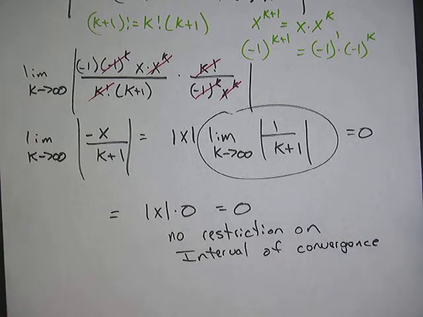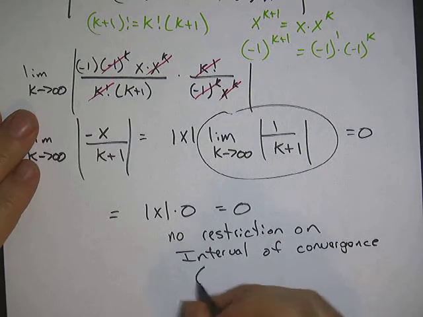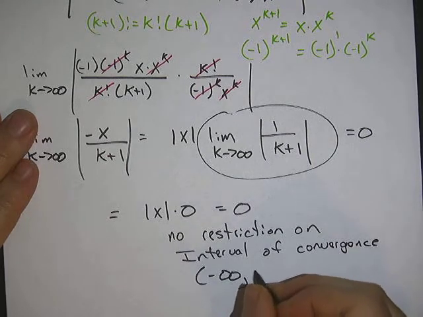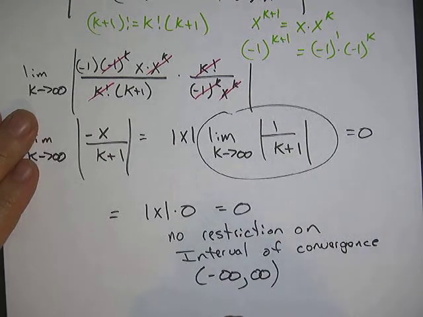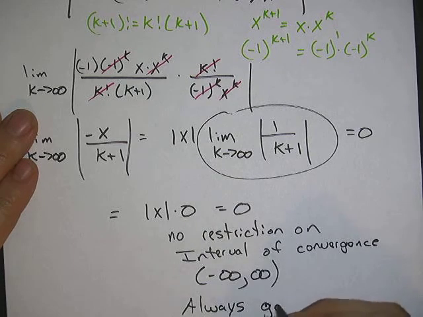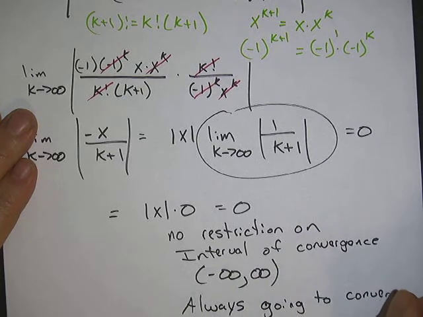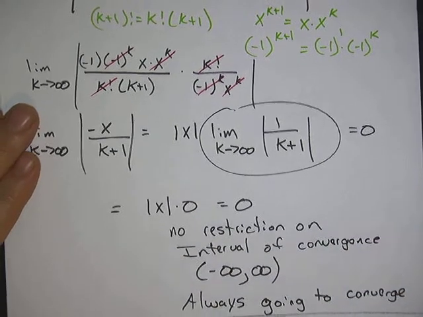What does that mean for our answer? Well, if there's no restrictions on the interval of convergence, because there's no x now, it got sent to 0, then the interval of convergence is everything. Which means this thing is always going to converge. And that's it.